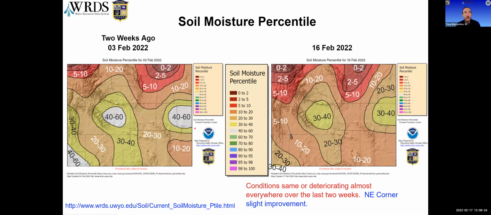Switching over to soil moisture, this is a comparison of where we were 2 weeks ago compared to now. And while there has been a little bit of improvement up here in the Northeast, it's fairly minor, with the rest of the state either staying about the same or, in many areas, soil moisture conditions having deteriorated. And we're starting to see even a small pocket of the 5 to 10 percentile showing up here in far northwestern Sweetwater County.